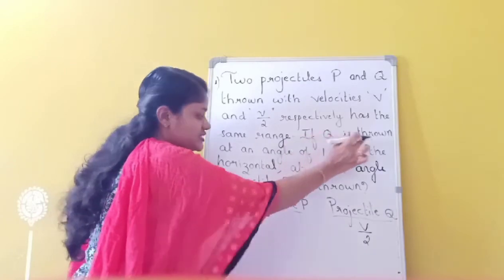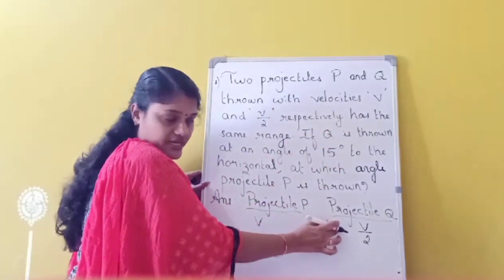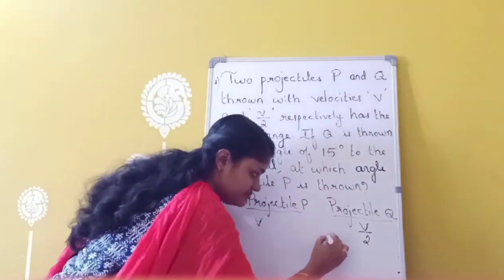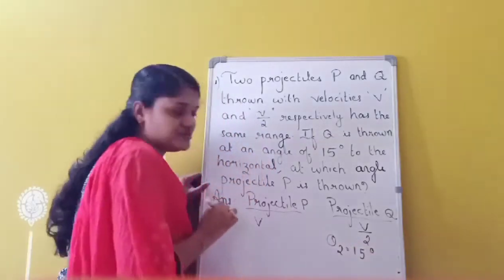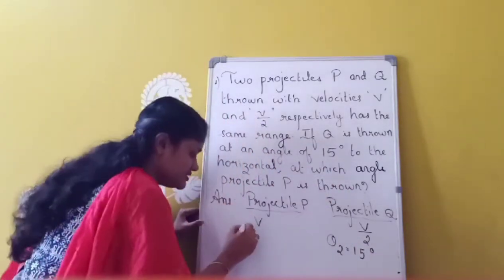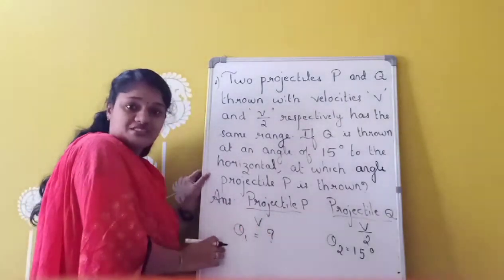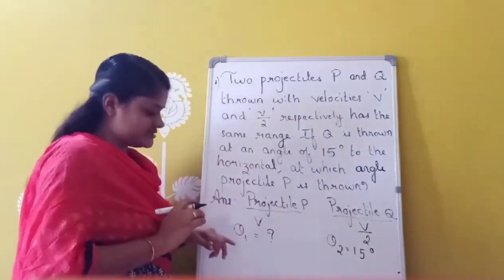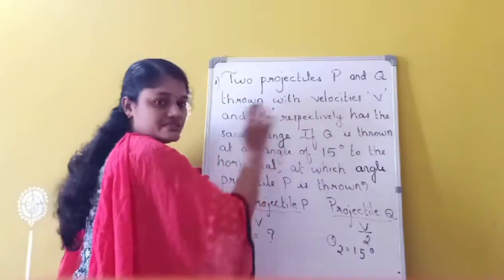And if Q is thrown at an angle of 15 degrees, so this projectile Q is thrown at an angle of 15 degrees. Here I am taking theta 2 equals 15 degrees. Then at which angle is projectile P thrown? That means theta 1, the angle at which projectile P is thrown, we have to find out. And one more thing, it is given both are having the same range.